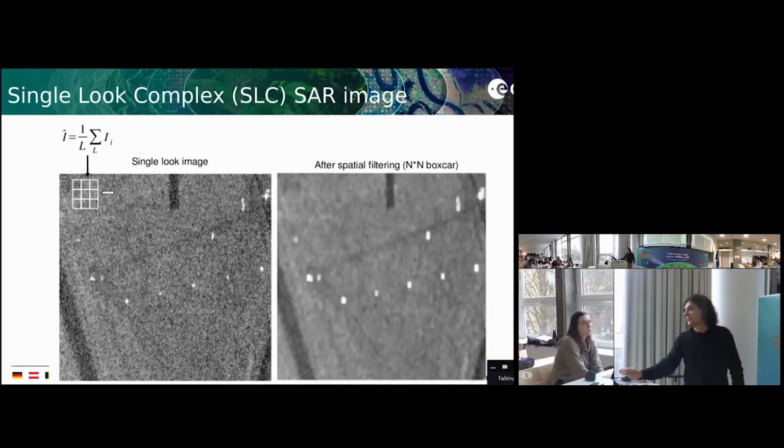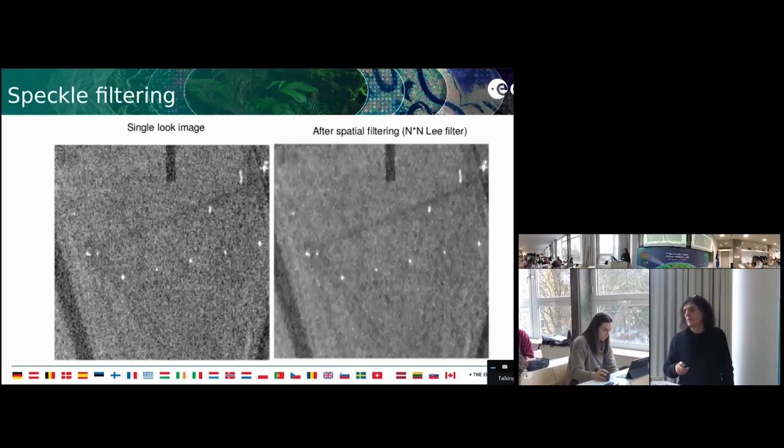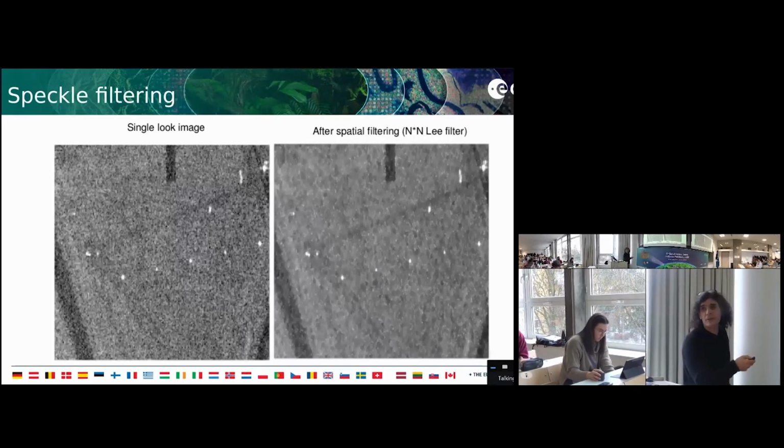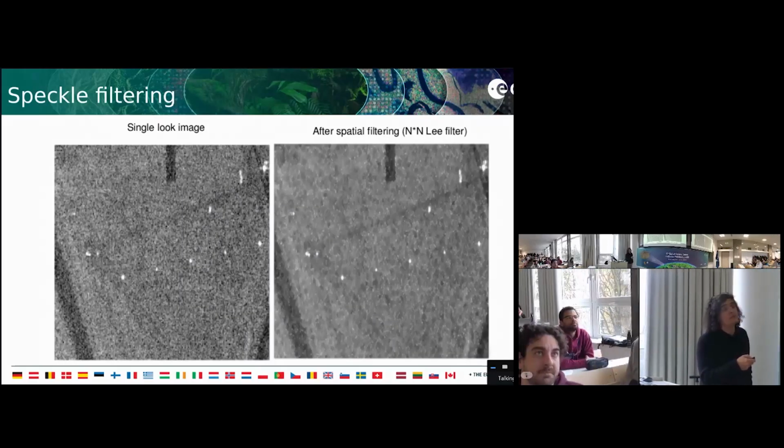So there are many techniques that have been developed to counter this effect. The Lee filter is one of them. It is made on masking, so you see that you gain resolution here. But what do you lose? You lose radiometric accuracy here.